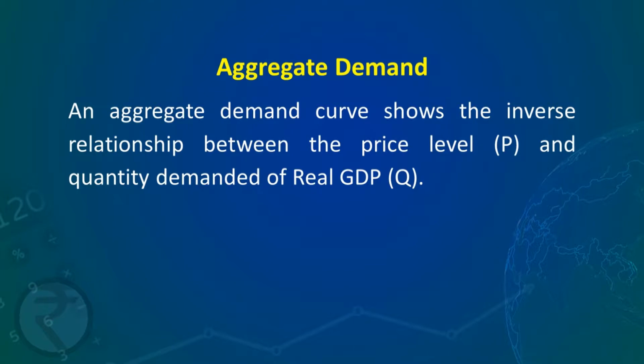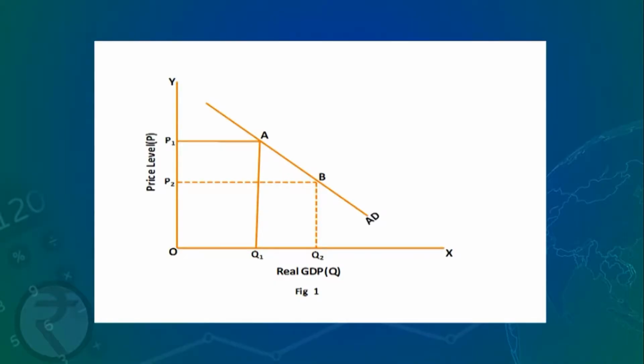An aggregate demand curve shows the inverse relationship between price level and quantity demanded of real GDP. As the price level falls, quantity demanded of real GDP rises, and when the price level rises, quantity demanded of real GDP falls. This can be shown in the figure.